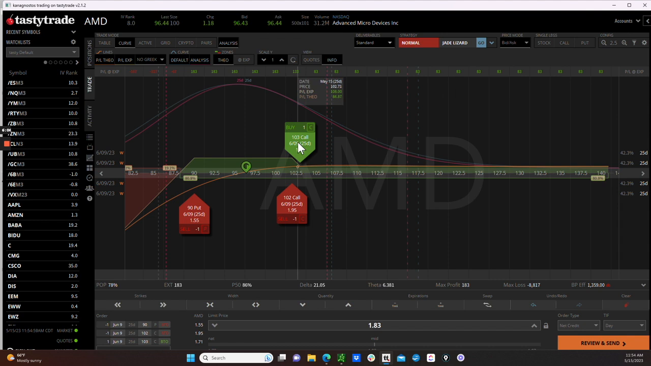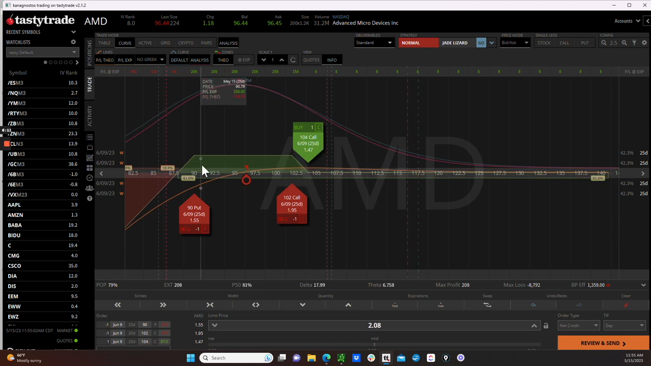So a $2 wide spread gives us a greater profit potential in the max profit zone between our strikes where we're targeting, but it does give us a much smaller profit potential up here above that.